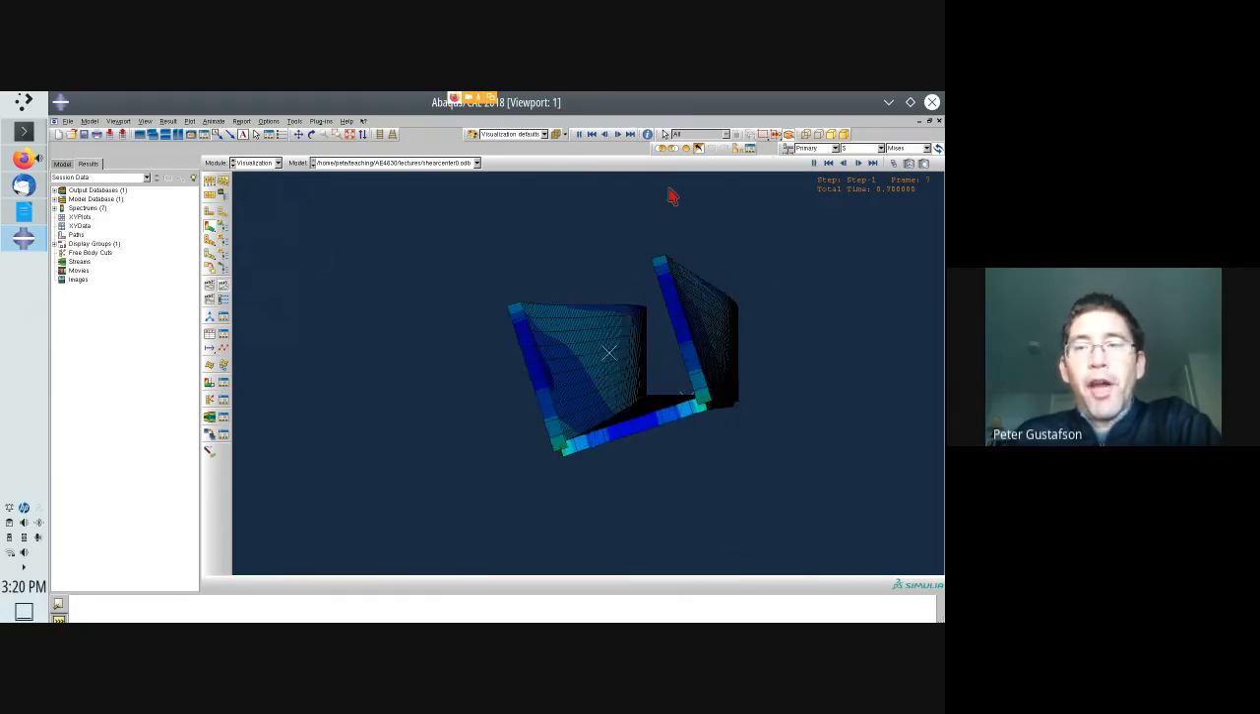So where else could we try and apply the load? Anybody have a suggestion? Let me ask it this way. If my goal was to get it to twist less, should I apply the load higher or should I apply the load lower?